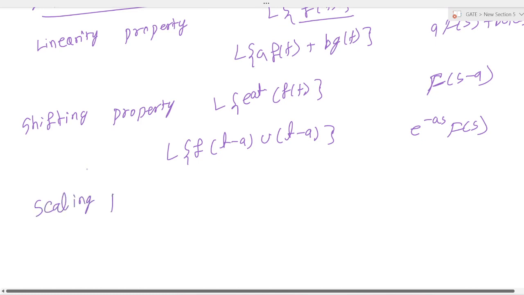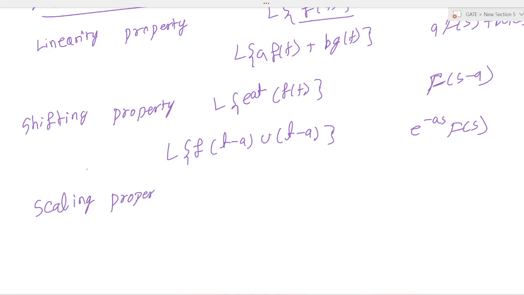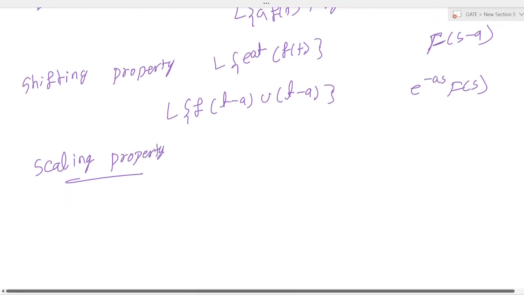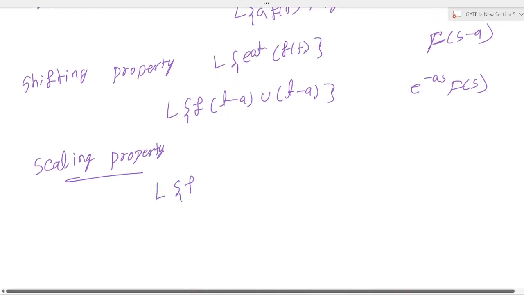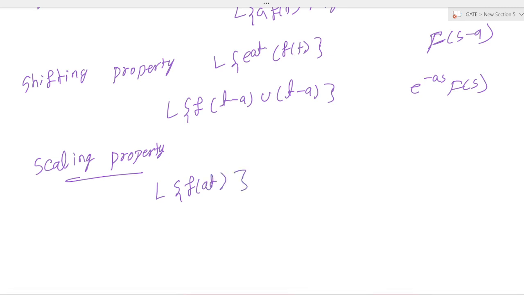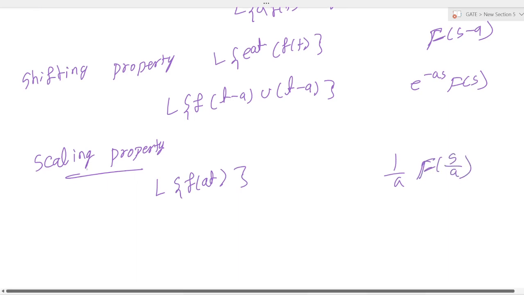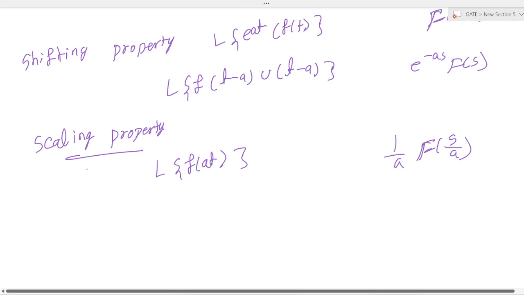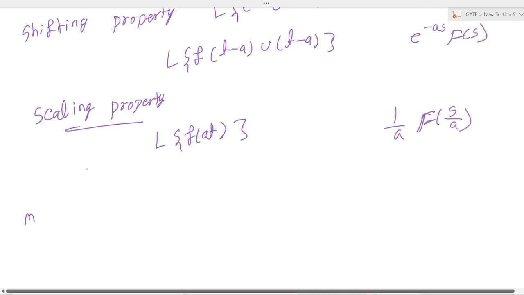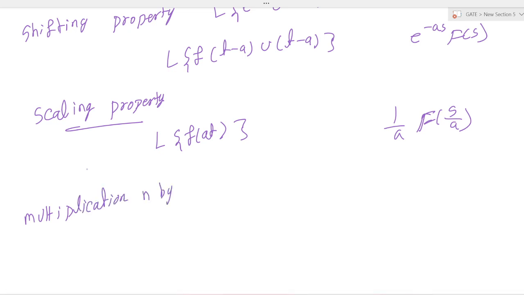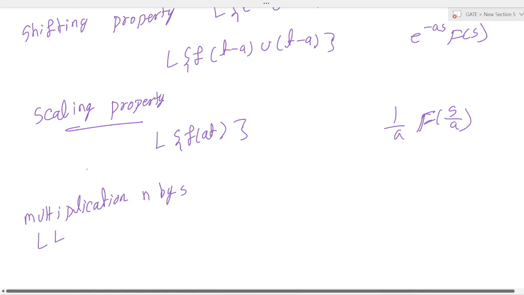Scaling property: L{f(at)} is equal to 1 by a F(s by a). And next, multiplication by s.